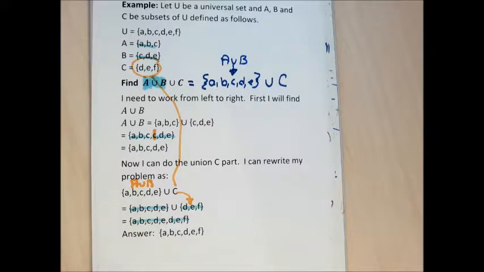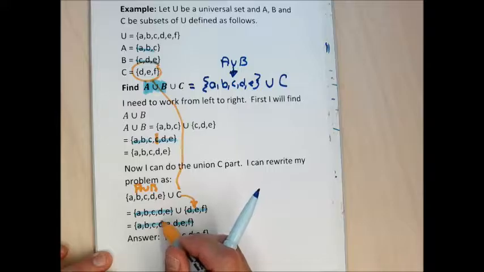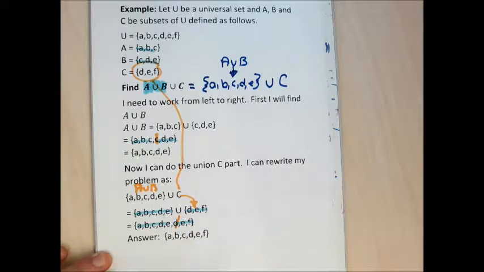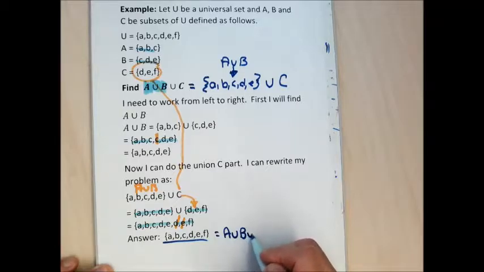Then I have a set that's too big. I look through the set for any duplication. Any letter that's written twice, I cross out one of them. There's 2 D's, I'm going to cross out one of the D's. There's 2 E's, I'm going to cross out one of the E's. What's left is going to be the final answer to this. And what's left is A, B, C, D, E, and F. That's the answer to what A union B union C is.